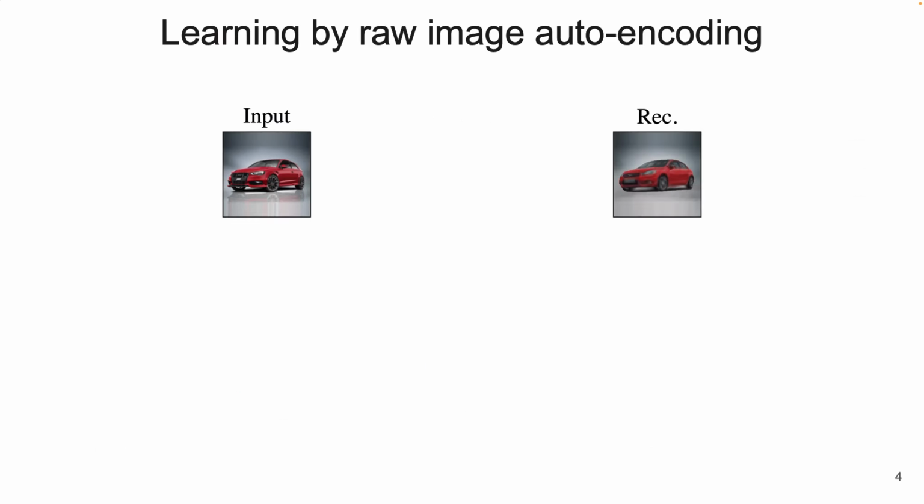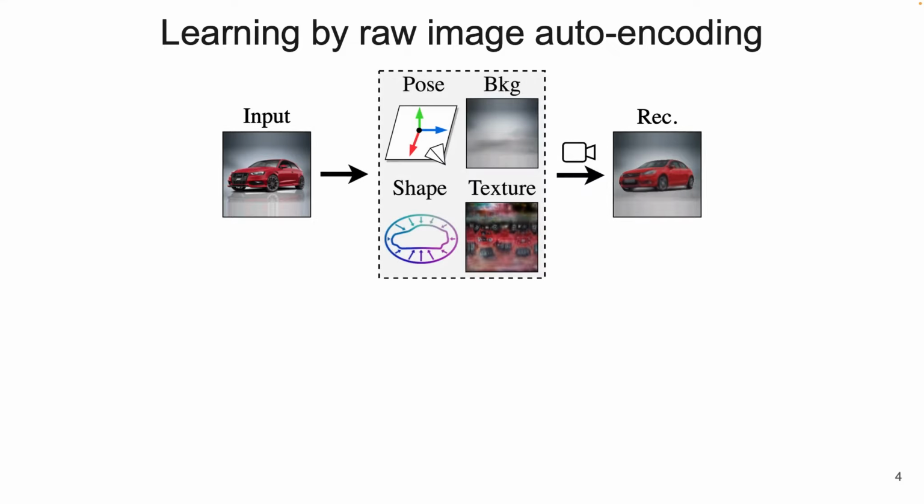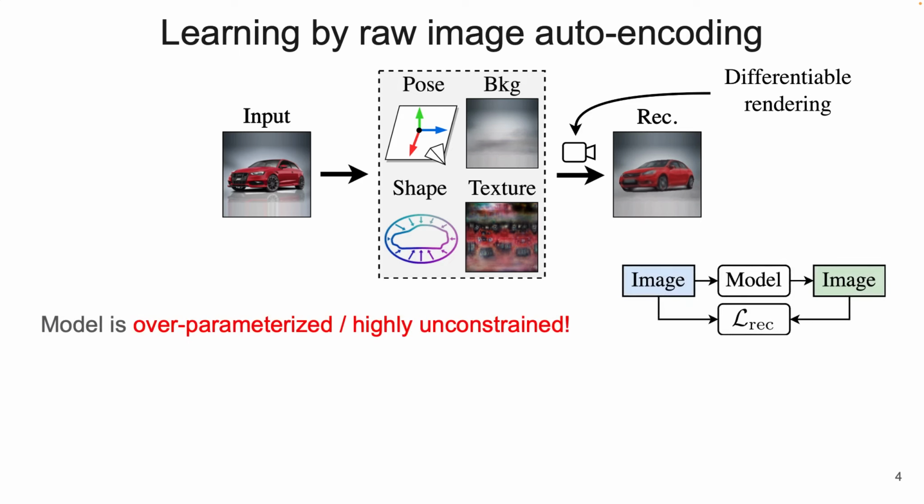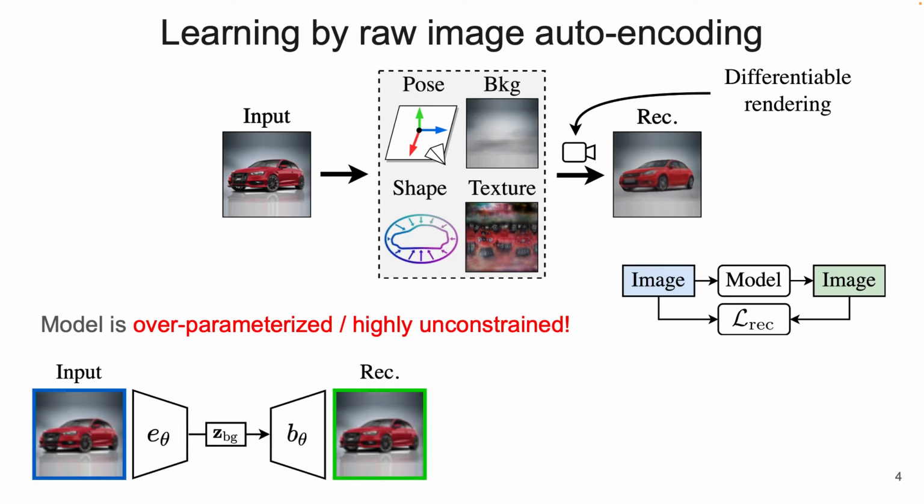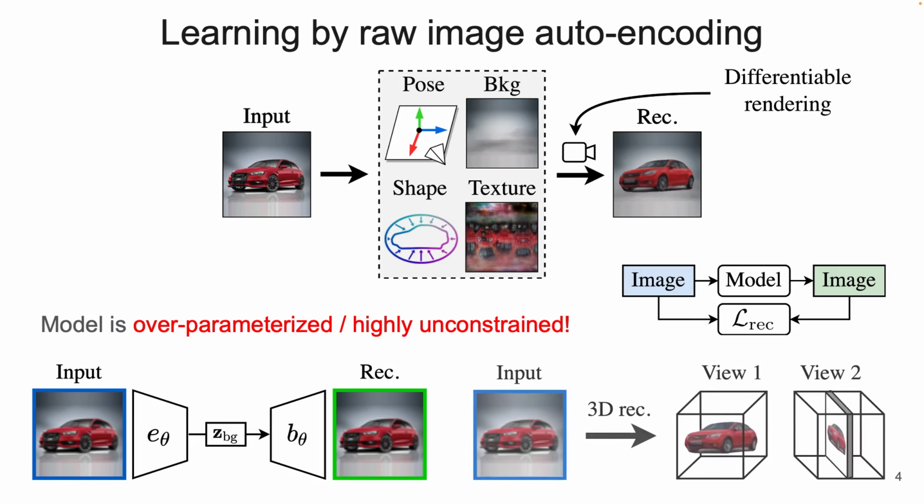We approach this unsupervised learning problem as an image autoencoding task where factors related to shape, texture, pose, and background are modeled. Specifically, the decoding part corresponds to the differentiable rendering of a mesh over a background image. Such a model is over-parameterized and is prone to degenerate solution. For example, the background model can overfit the input image, or the 3D can be completely wrong despite the rendering from the input view being correct.